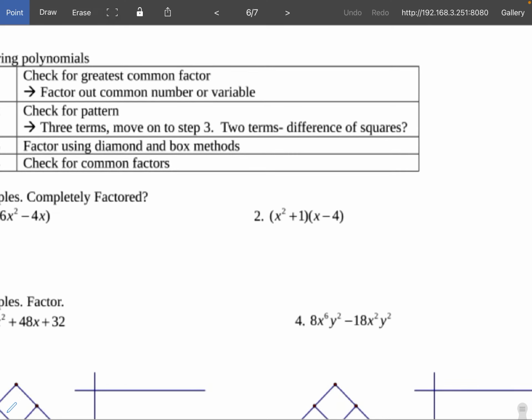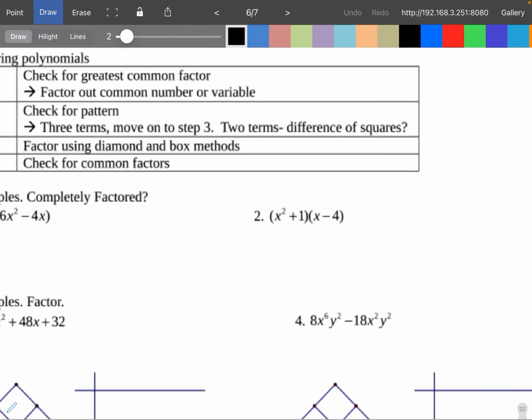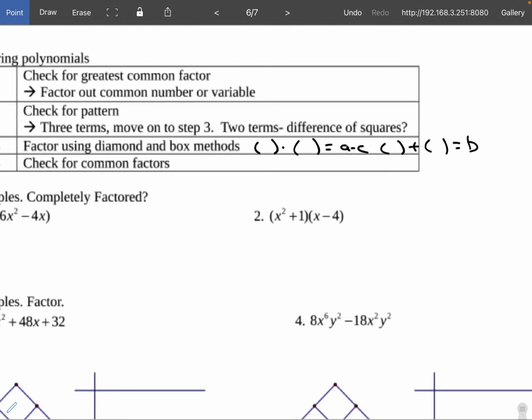And their step three says that you use this diamond and box method, but we have not been doing that, right? So what we've been doing when there's three terms is finding two numbers that multiply to A times C, and the same two numbers need to add up to B, right? So that's equivalent to what they're talking about using the diamond and box method.